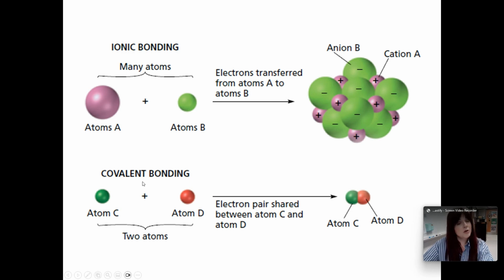Covalent bonds, on the other hand, can only occur between 2 atoms, right? Because only 2 atoms can share their electrons. So notice here, the electron pair is shared between atom C and atom D. We'll see here that that electron cloud overlap, that orbital overlap, gives us that sharing of those electrons. So I really like this picture because it's really showing us the transfer and what the structures will look like. Ionic bonds tend to look like this, whereas covalent bonds tend to look like that. Oh, and look, I did circle that for you. So transferred and shared, because that is pretty important.